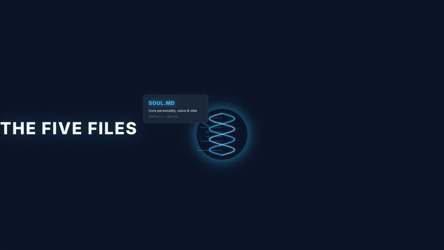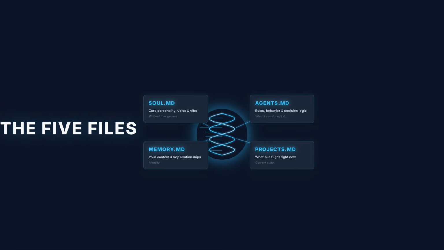Now, the 5 files that matter out of the box are soul.md, which is its core personality, how it sounds, what it cares about, its vibe. Without this, it's generic. Then there's agents.md, which is the behavior layer, the rules, what it can and can't do. Memory.md is its identity, your context, your world, your key relationships. Projects.md is current state, what's in flight now. And learnings.md is evolution. Every mistake, every pattern, every rule you add makes it smarter over time. That's the moat. That's what really compounds.